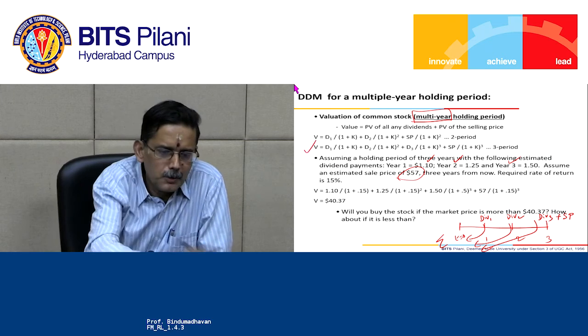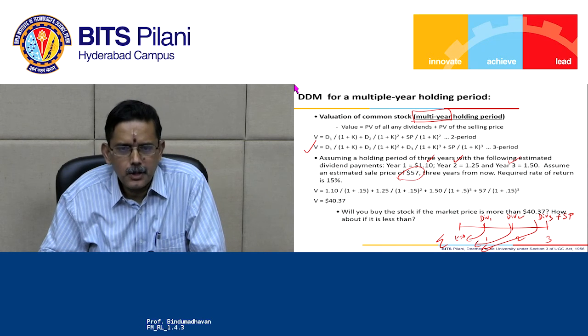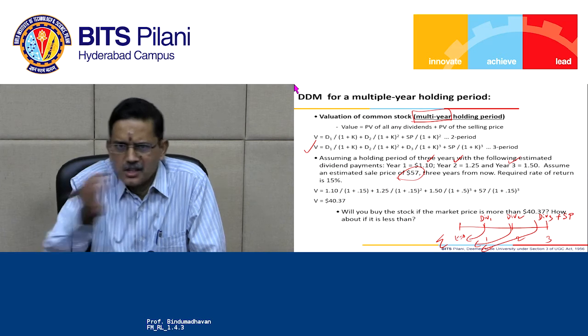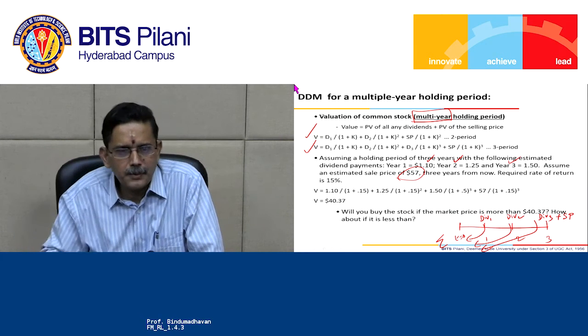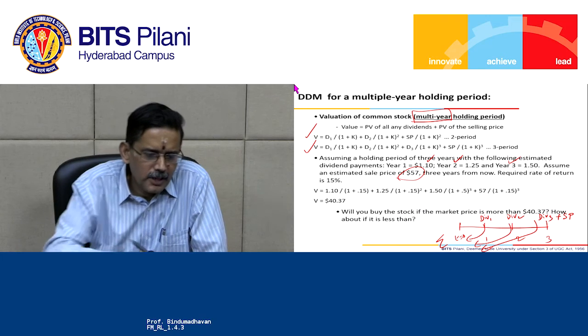So that's what this formula is telling us, right? This is the 3-period formula. Or you can generalize it to n periods. I have shown it for 2 periods, 3 periods. You can go for 4 periods, 5 periods, whatever. So then it's a plug and play.